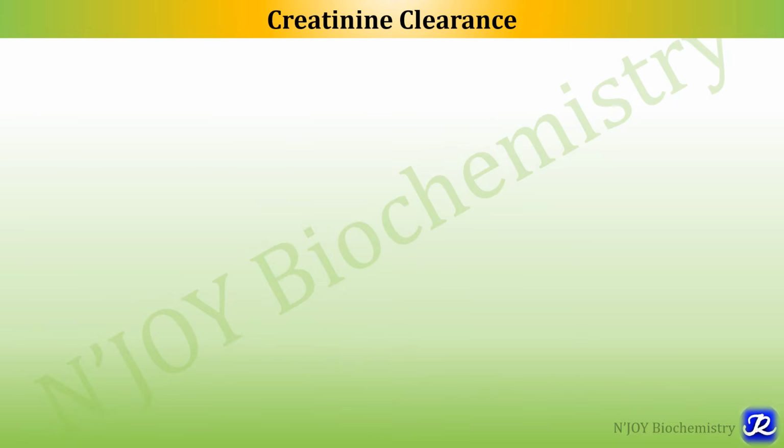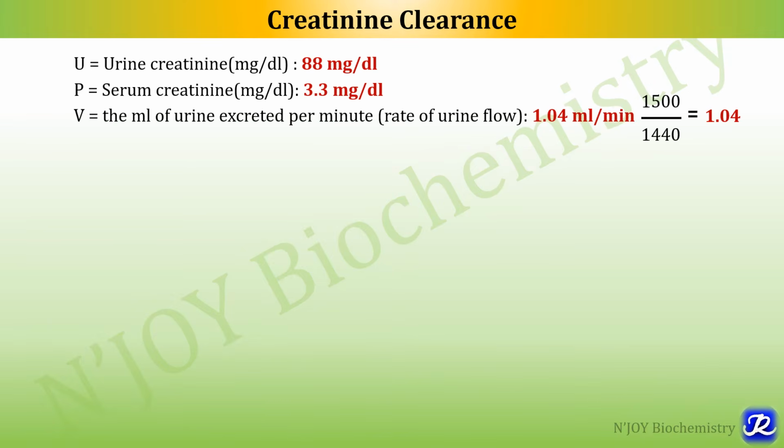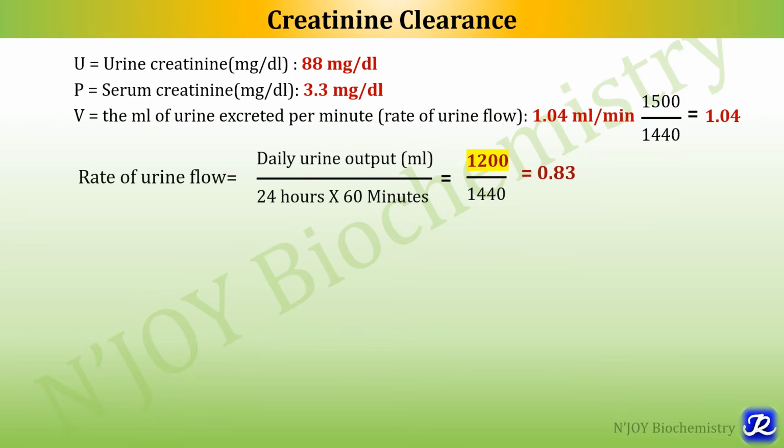To calculate creatinine clearance, we have urine creatinine 88 milligram per deciliter, serum creatinine 3.3 milligram per deciliter. Now we have to calculate V, that is rate of urine flow. Normally we consider daily urine output as 1500 ml, and we divide it by 24 multiplied by 60, that is 1440, and we get the rate of urine flow as 1.04. But in this case the daily urine output was given, which is 1200 ml, so we divide it by 1440 and we get rate of urine flow as 0.83.